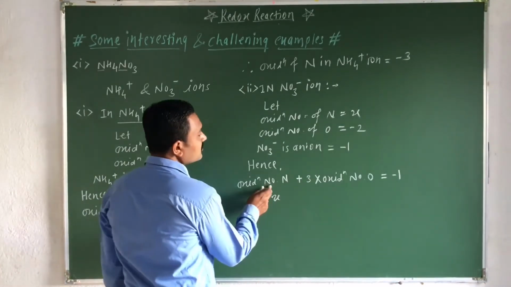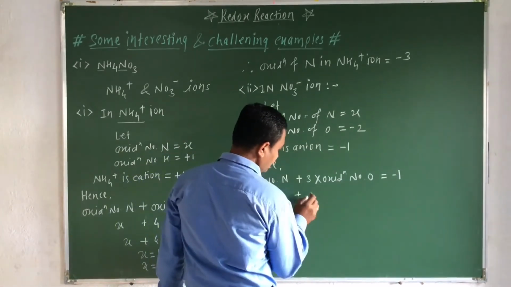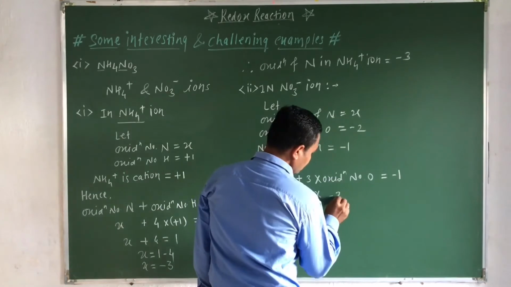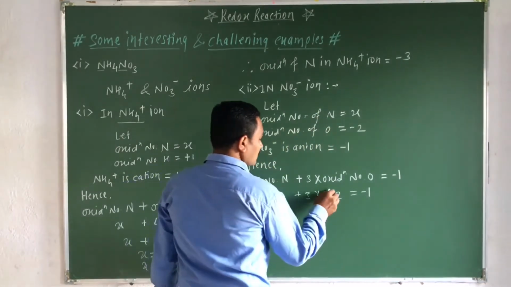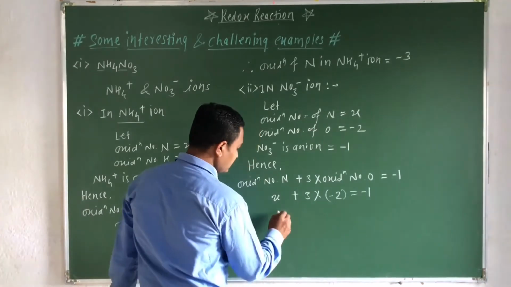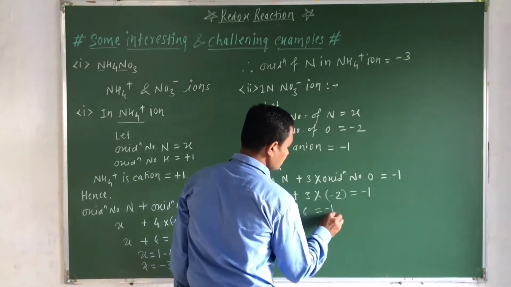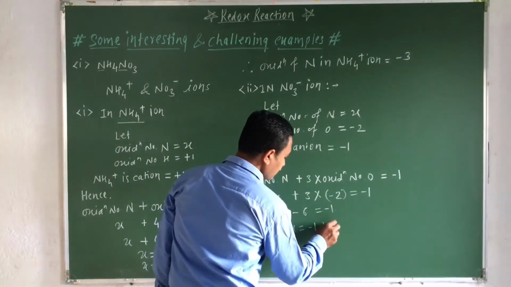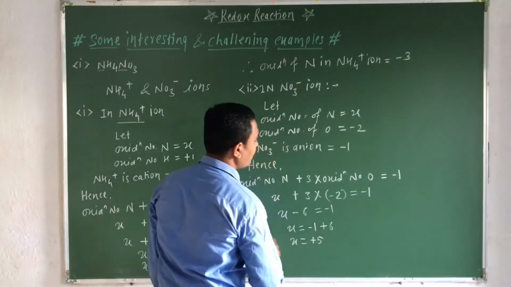Obviously the oxidation number of nitrogen we consider as X, plus 3 into the oxidation number of oxygen, which is minus 2, equals minus 1. Let us do the simple mathematical calculation: X minus 6 equals minus 1. Therefore X equals minus 1 plus 6, therefore X equals plus 5.